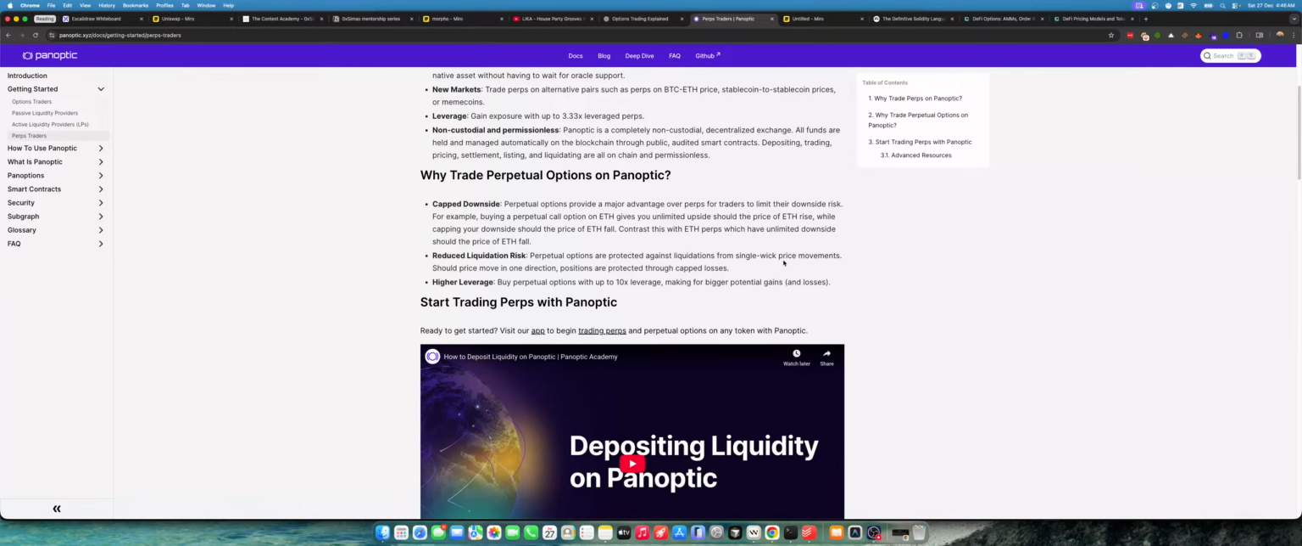Protecting from single week price movement. Should the price move in one direction, the position caps losses. Okay, this is what we said. High leverage: buy a perpetual option with up to 10x leverage.